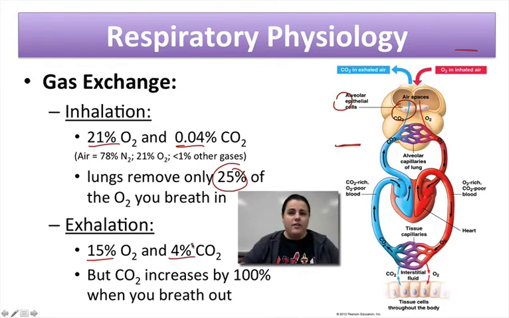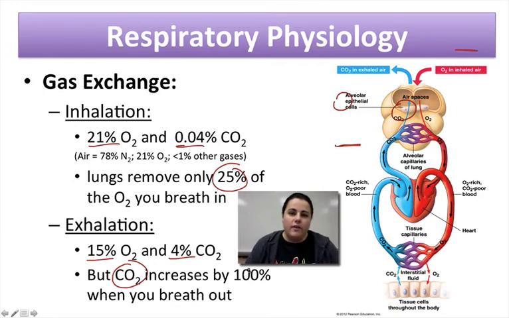It's 78% nitrogen coming in, 78% nitrogen going out. 21% oxygen coming in, 15% oxygen coming out. 0.04% carbon dioxide coming in, 4% carbon dioxide coming out. And so carbon dioxide increases by 100% when you breathe out.